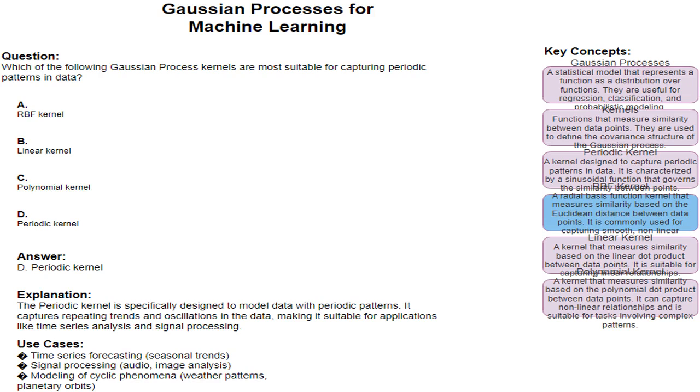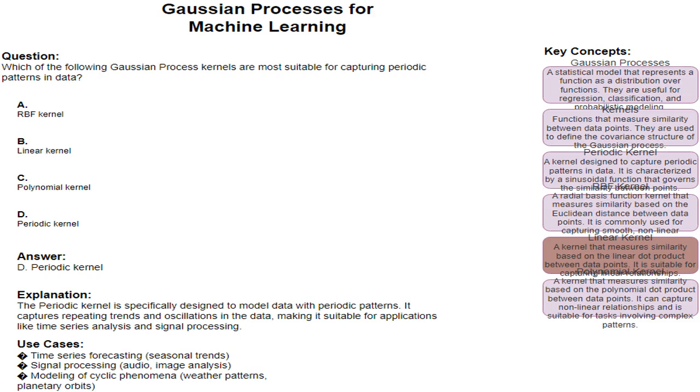An RBF kernel is a radial basis function kernel that measures similarity based on the Euclidean distance between data points. It is commonly used for capturing smooth, nonlinear relationships. Imagine you are trying to predict the price of a house based on its size and location. An RBF kernel could be used to capture the nonlinear relationship between these features and a house price.